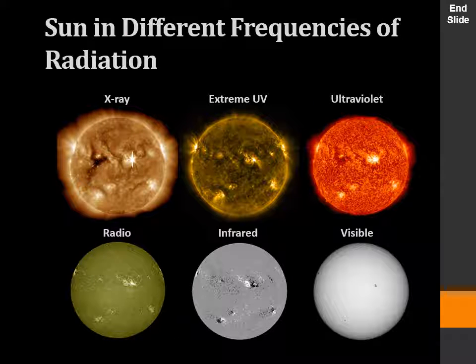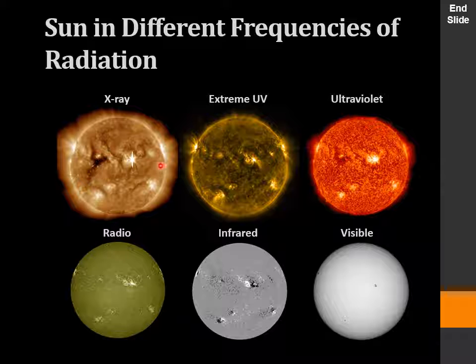So the main difference in frequencies that you see from the sun, you can see here. This is the visible spectrum at one point in time, and it doesn't look too extreme or anything like that. Our sun looks pretty calm and tame until you look at something like the extreme ultraviolet or even the X-ray. Then you can see a lot more that's going on inside our sun.